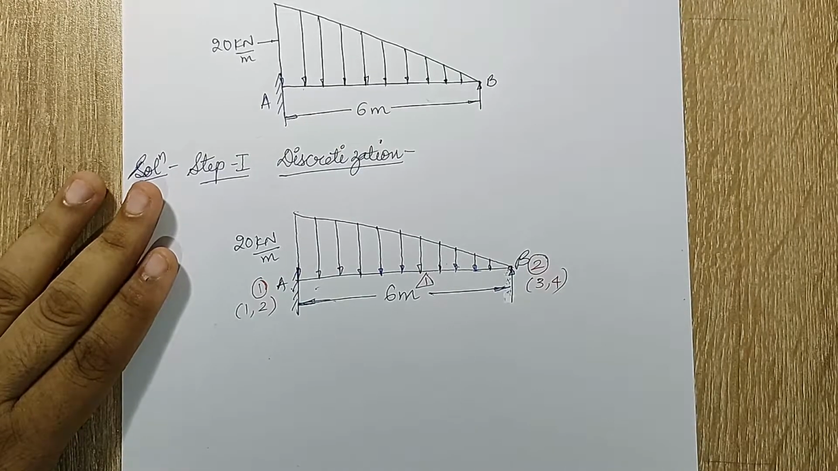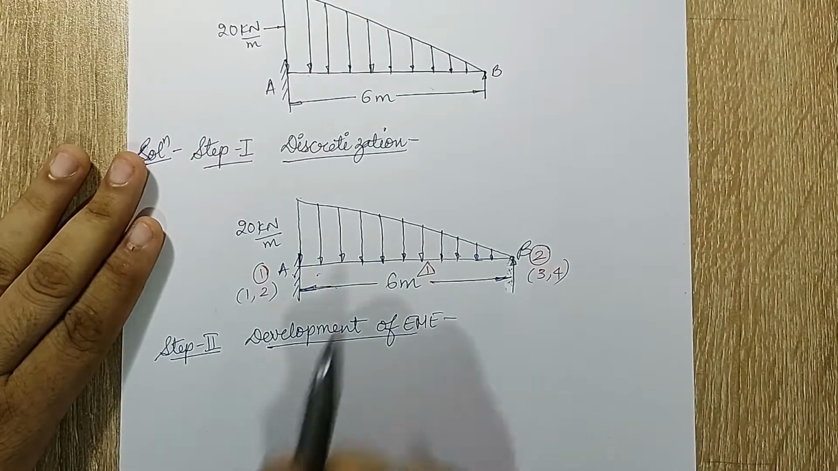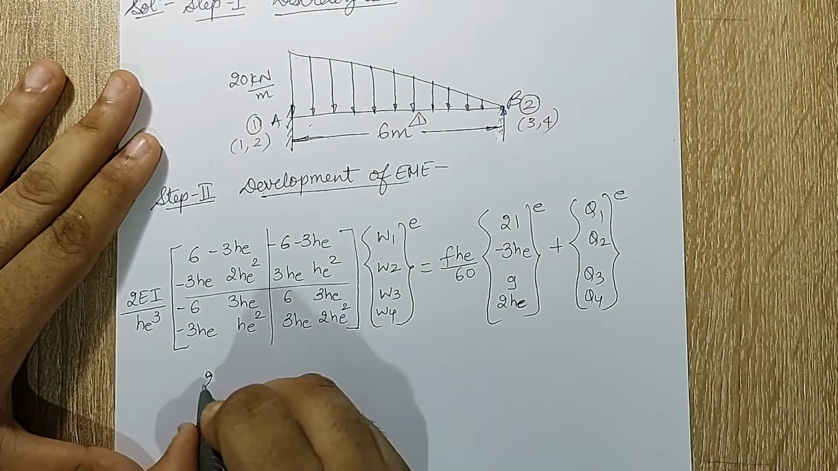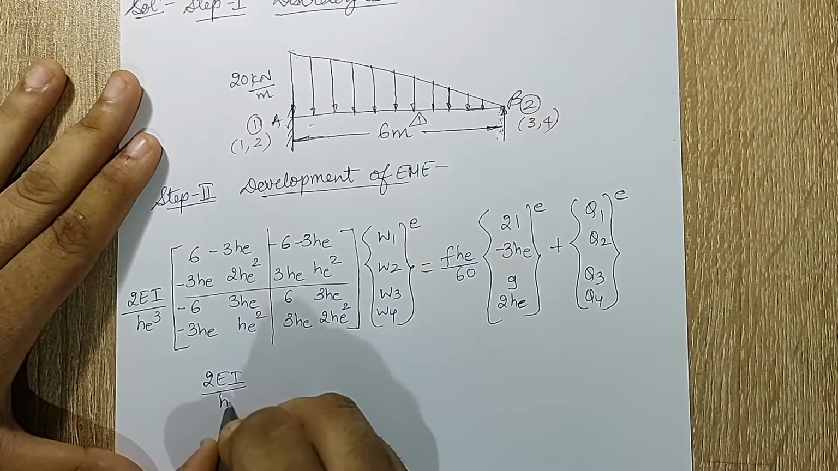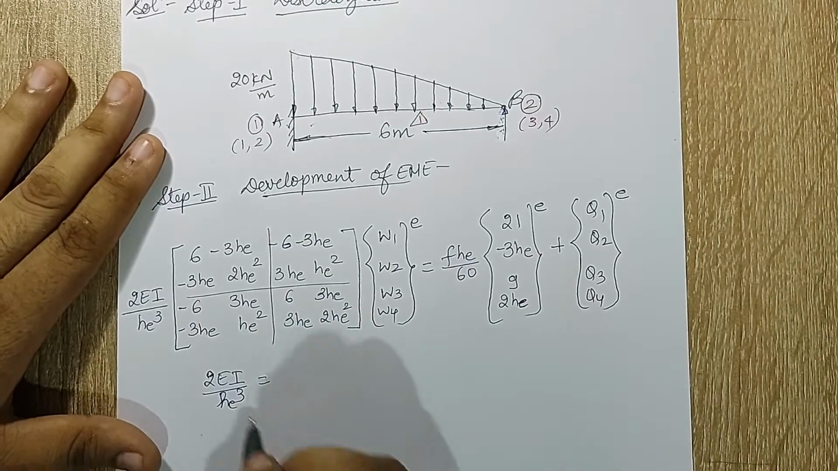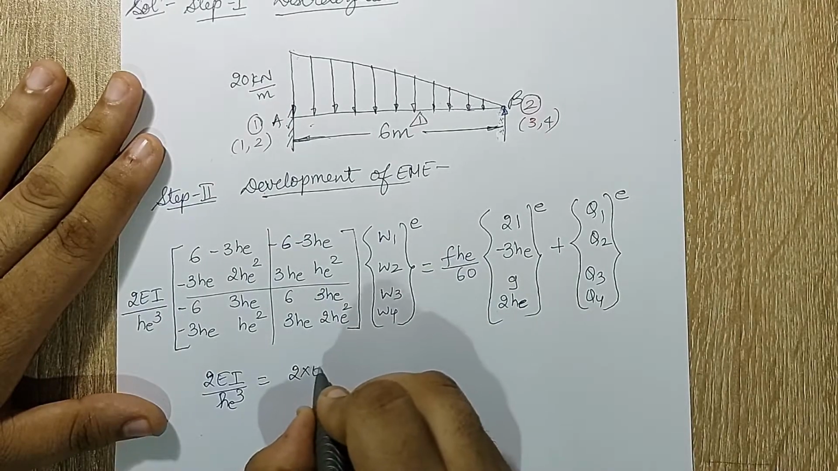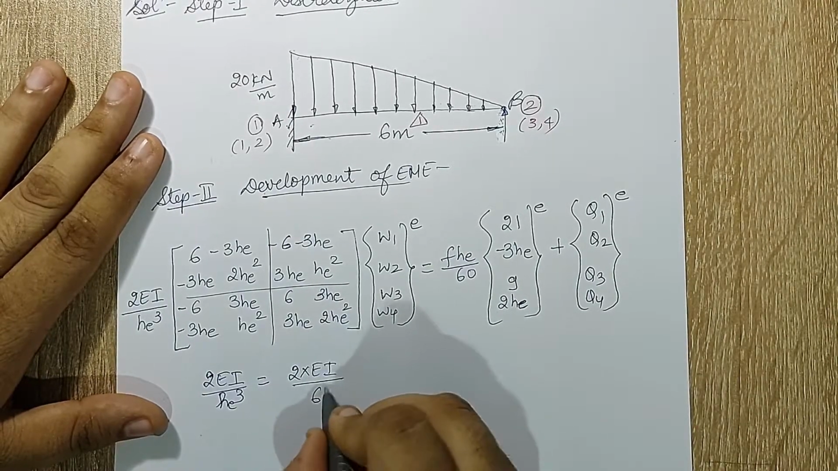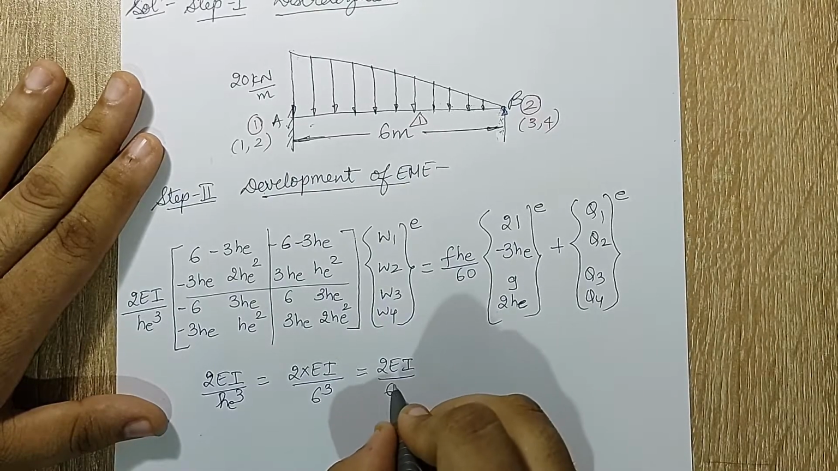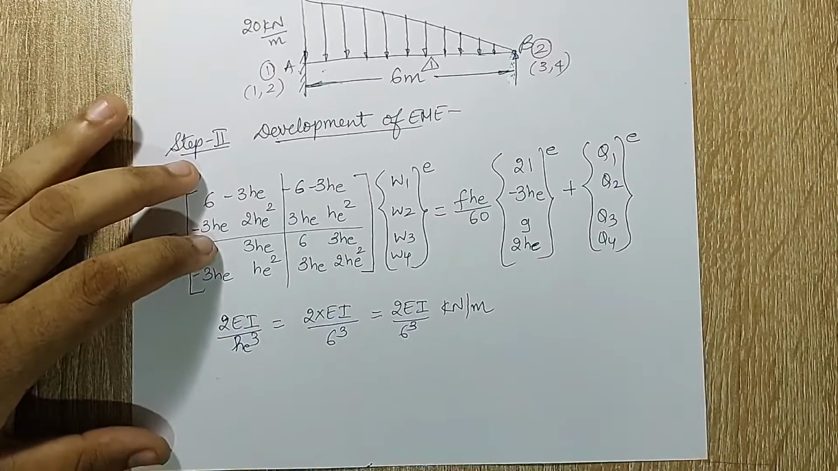Next I'll go to step 2, which is development of EME. Now I'll write down the equation for the EME of a decreasing type of UVL. So this is the equation. I'll calculate 2EI upon HE cube. Now if you read the question, the value of E and I is not given. So I'll leave it in terms of E and I itself. So this will be 2 into EI. Value of H is 6 cube. So this becomes 2EI upon 6 cube kilonewton per meter. I'll leave it to whatever it is.